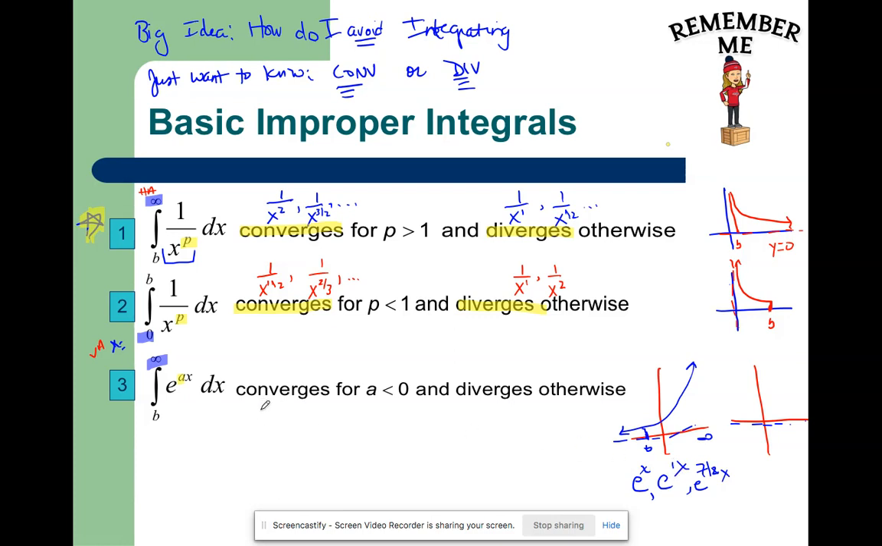So it converges if a is less than 0. Before, a was positive, but if a is negative, you've got e to the negative x, or e to the negative 7/2 x. Doesn't matter the magnitude of that number, just matters whether it's positive or negative. In this case, you have the swoosh slide. Whoops, that's terrible. I didn't draw close enough, did I?